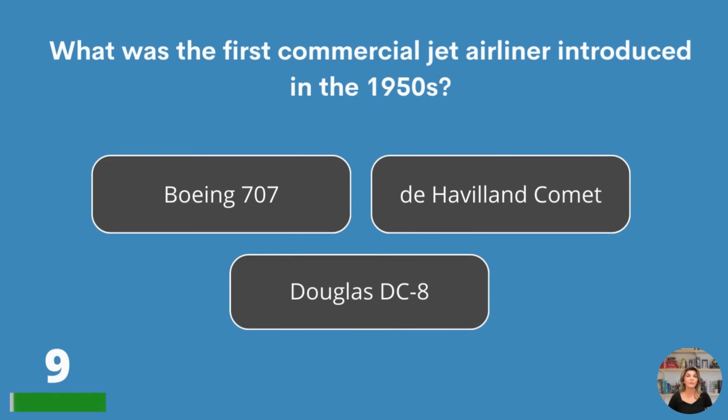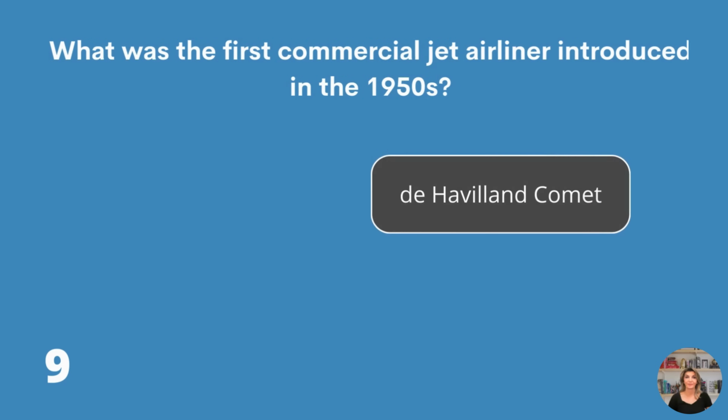What was the first commercial jet airliner introduced in the 1950s? Boeing 707, de Havilland Comet, or the Douglas DC-8? De Havilland Comet.